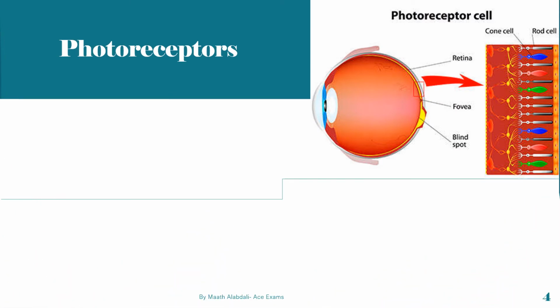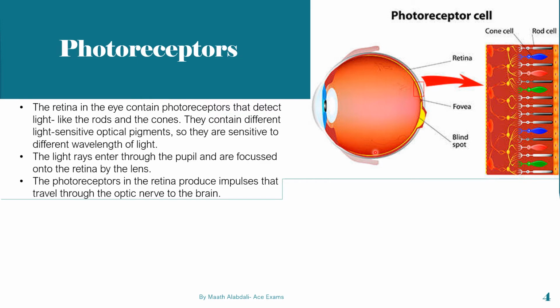So photoreceptors: there's the cone cell and the rod cell. The retina in the eye contains photoreceptors that detect light. The photoreceptors, as I explained, are rods and cones, and they contain different light-sensitive optical pigments, so they are sensitive to different wavelengths of light. You know how in the electromagnetic spectrum, in visible light, there are different wavelengths. So they are sensitive to different wavelengths of light.